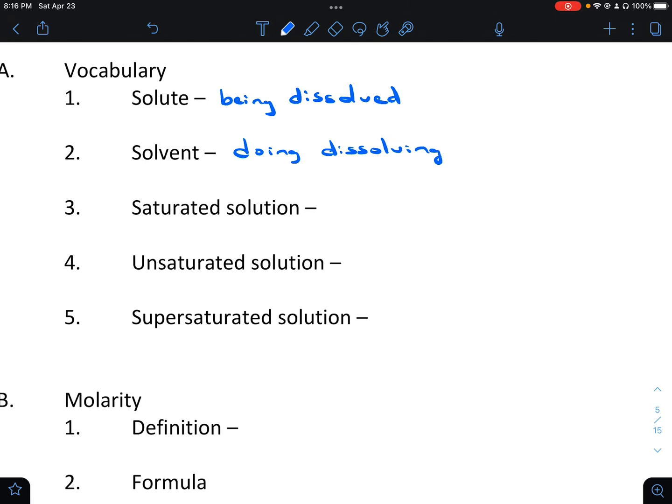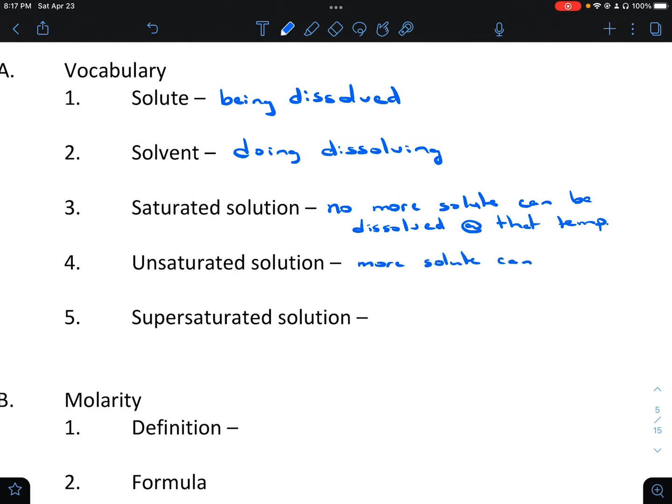All right, moving on to a saturated solution. A saturated solution is one in which no more solute can be dissolved at that temperature. So we would consider it full, if you will. No more can be dissolved. If we add more, it will just drop to the bottom. Then we have an unsaturated solution, and that means more solute can fit. More can be added so it dissolves, right?